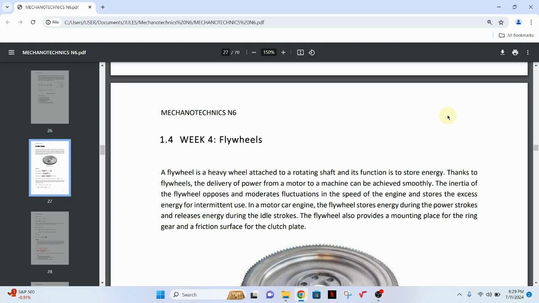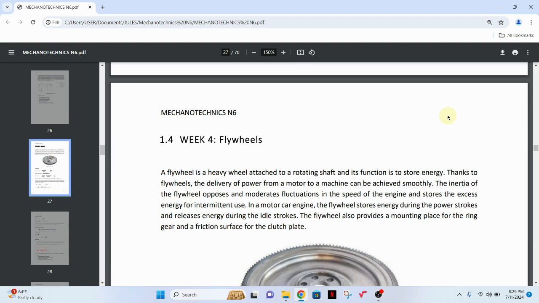And so to be able to mitigate those fluctuations, that's one of the reasons you will want to use a flywheel, because it will oppose and moderate the fluctuations in the speed of the engine, okay? And so it can store the excess energy and use it intermittently at times where the engine is maybe performing at a lower rate than it should, okay? Slightly lower, it's never really anything big, okay?